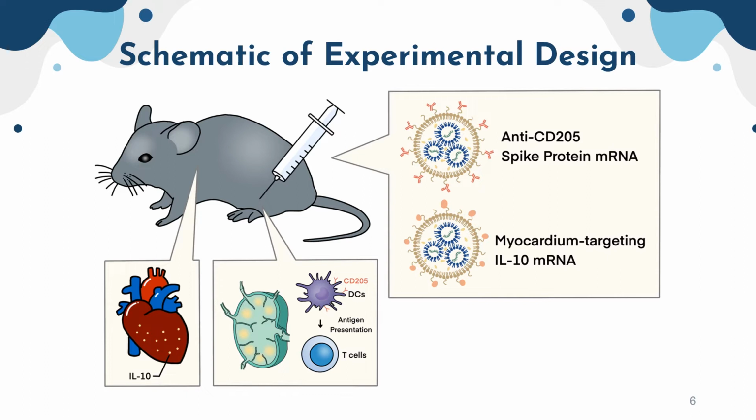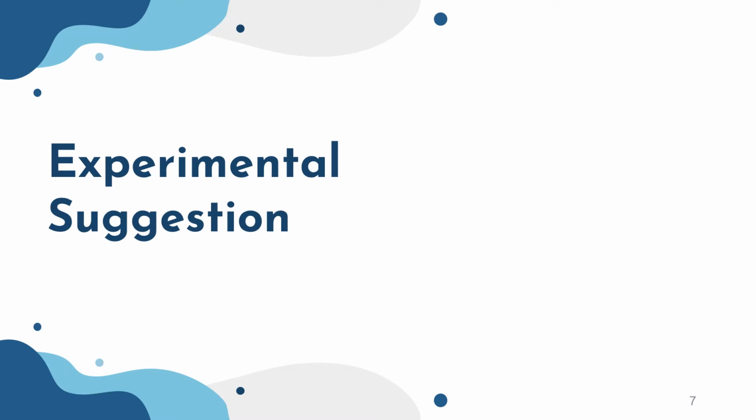The cooperation of dendritic cells targeting lipid nanoparticles containing mRNA X vaccine and myocardium targeting lipid nanoparticles containing mRNA encoding IL-10 makes it able to reduce the risk of inflammation locally at myocardium, while maintaining the immune response required for antigen-specific immunity. Now let's talk about experimental suggestions.